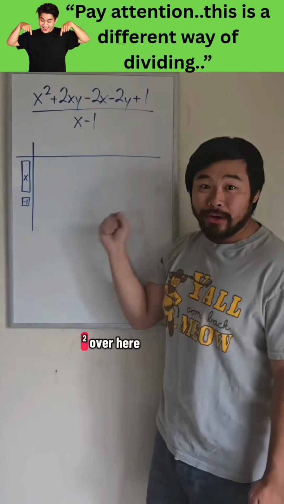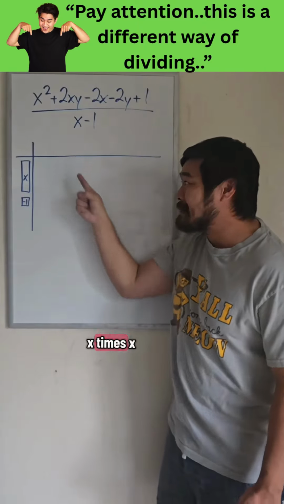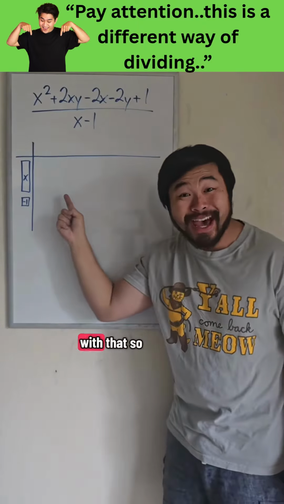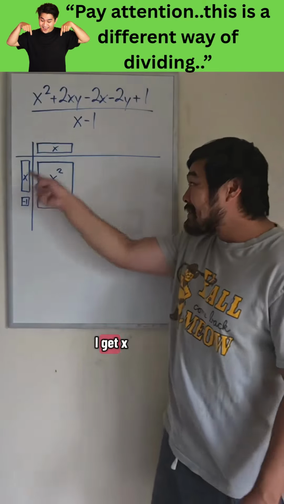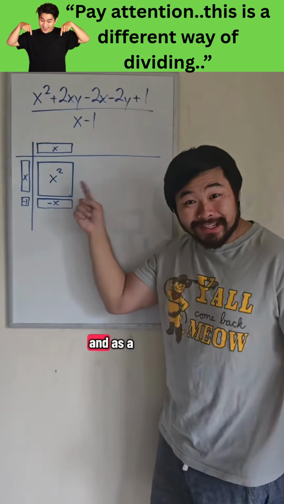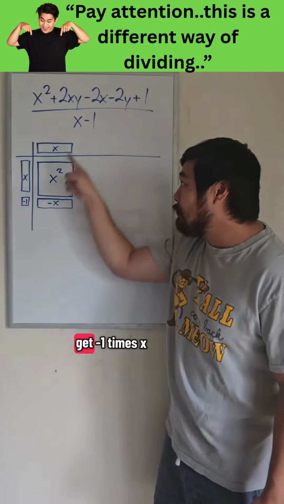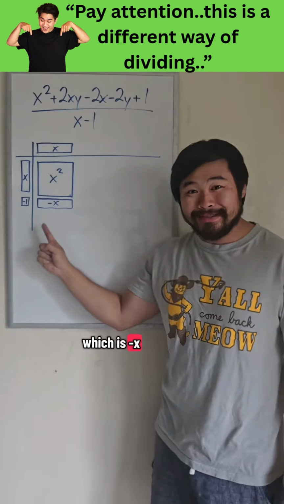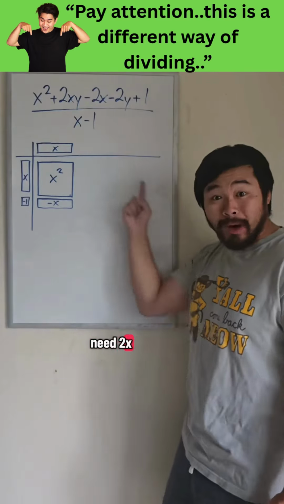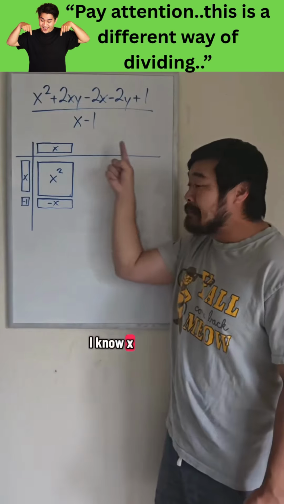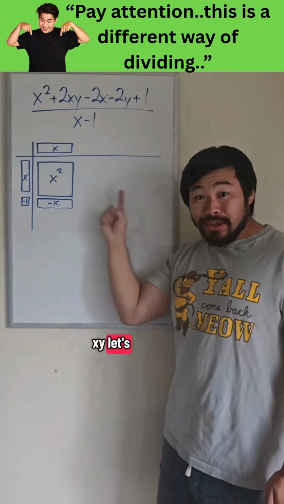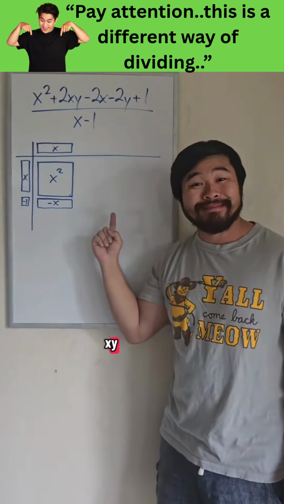Well, we need x squared over here, and I know x times x is x squared. So let's start with that. So I get x times x is x squared, and as a consequence, I also get negative 1 times x, which is negative x. Now I also need 2xy in here. I know x times y is xy. Let's do that twice to get 2xy.